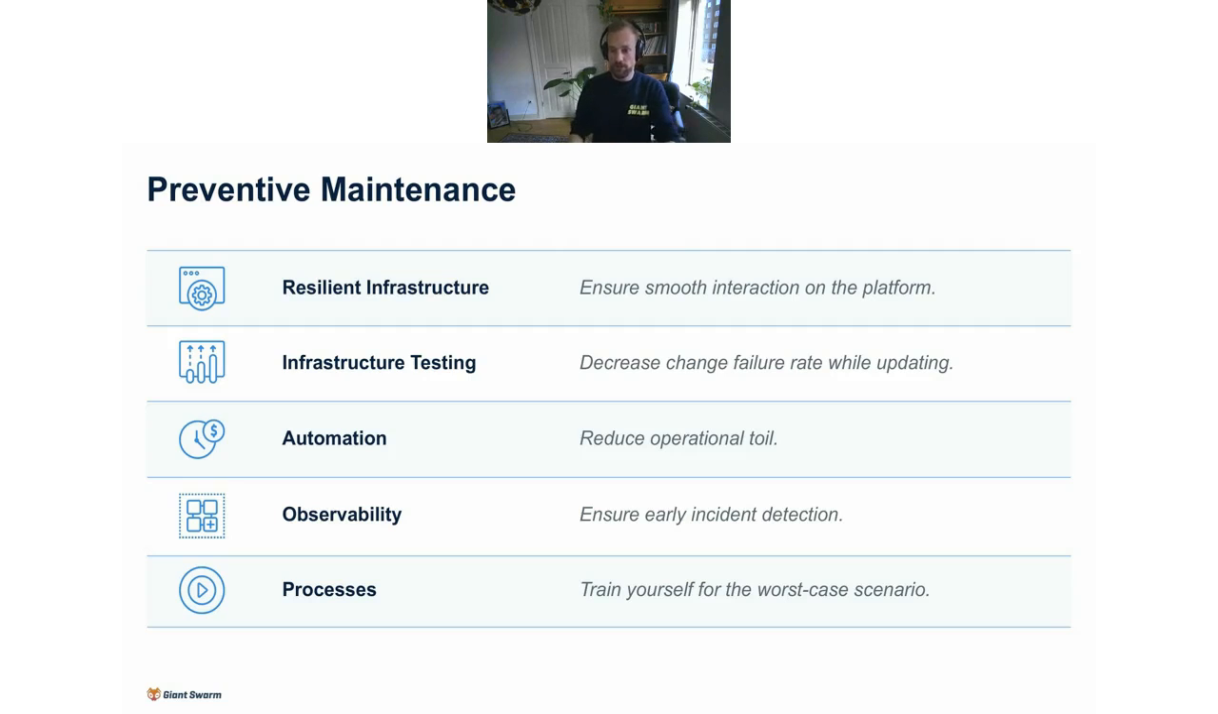The second one is infrastructure testing. Obviously, you have to test your infrastructure with each deployment, or while you deploy.